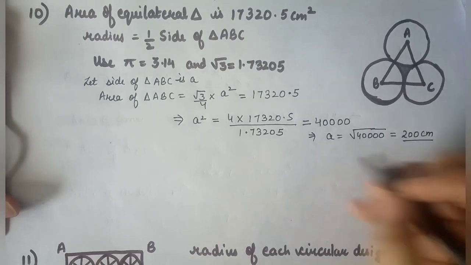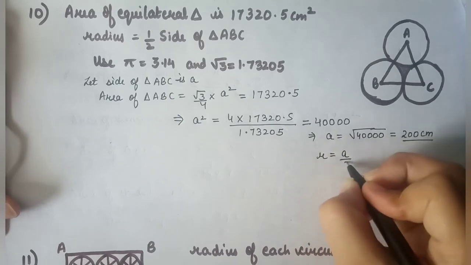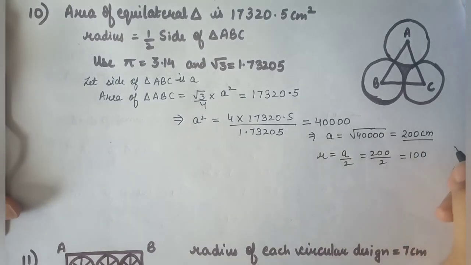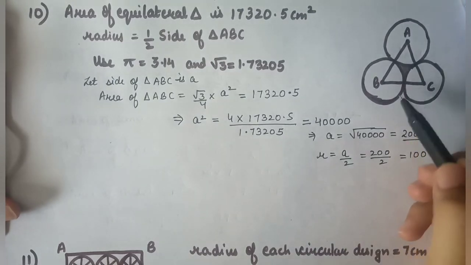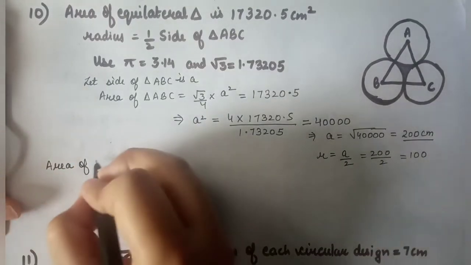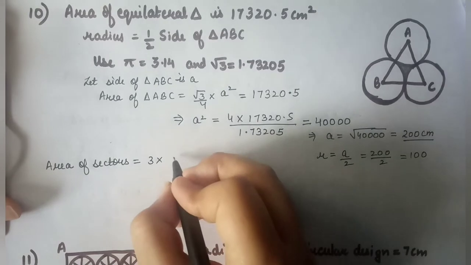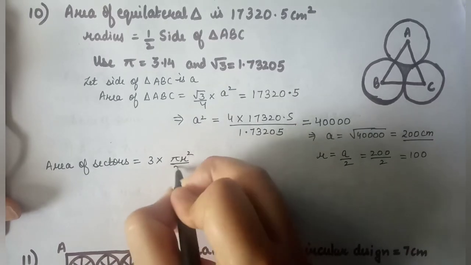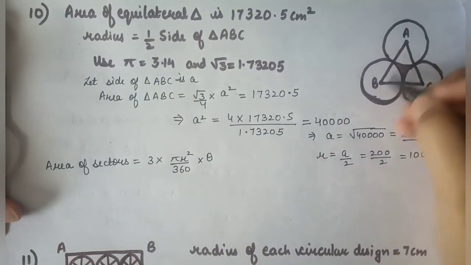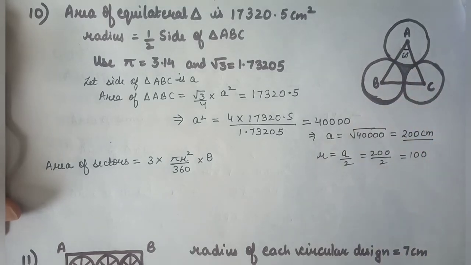Now if side is 200 centimeter, so radius of each of the circles would be half of the side, that is 200 upon 2, that is 100 centimeter. So now you have radius, so you can find out area of the sectors. You will find out area of one sector and multiply it with 3. So area of sectors is 3 into, what is the formula, pi r square upon 360 into theta. Now theta, you know all the angles of equilateral triangle are of 60 degree. Okay, so theta is 60.